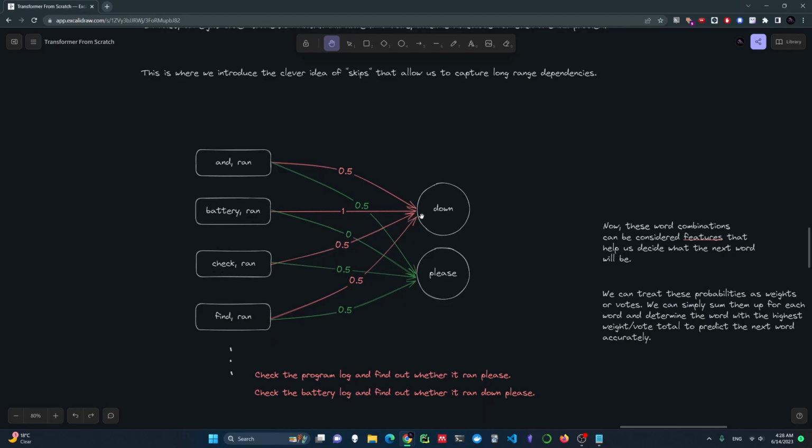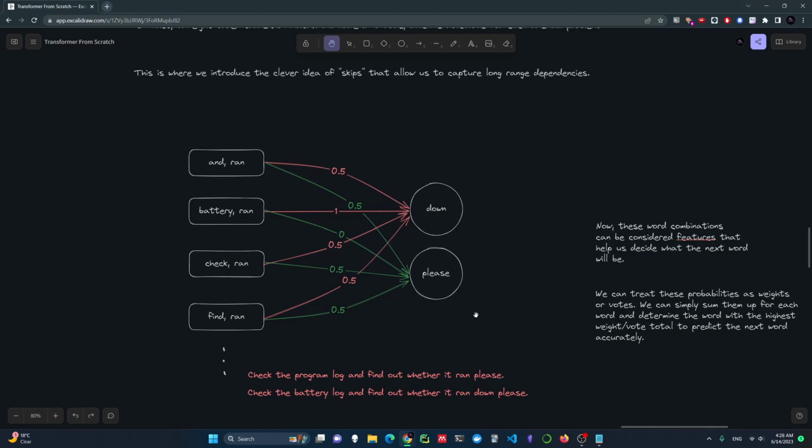There's a 50% chance that it will be down and another 50% chance that it's please, right? Because both sentences have the word check and ran, right? So we can't really tell. Okay. So now these word combinations can be considered features, right? Features that help us decide what the next word will be.